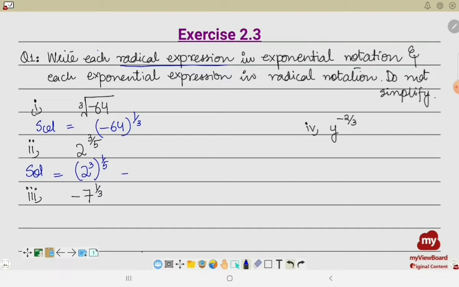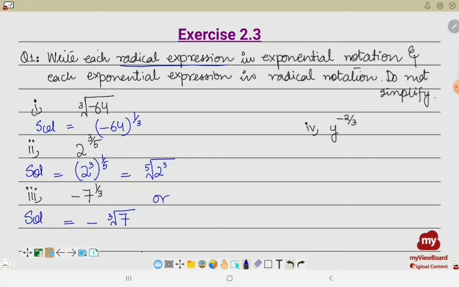So this is, you can say, the fifth root of 2 to the power cube. The third part is minus 7 whole power 1 by 3. Now this power is just on 7 and not on minus, right? So we'll just write it like this, minus the cube root of 7, right?